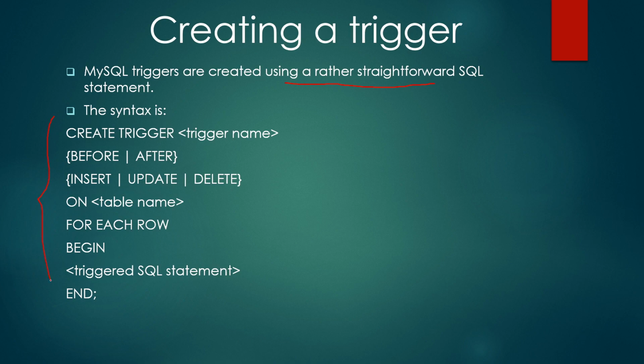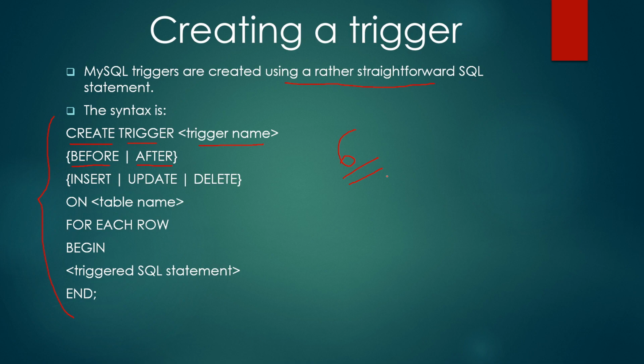This is the syntax. First, we make use of the keywords create and trigger followed by the name of the trigger. You can keep any name that you want. It completely depends on you. Then we have the keywords before or after. Now we know that there are 6 different types of triggers that are possible. First is before insert, second is after insert, then we have before update, after update, then before delete and after delete. So in total we have 6 different triggers.